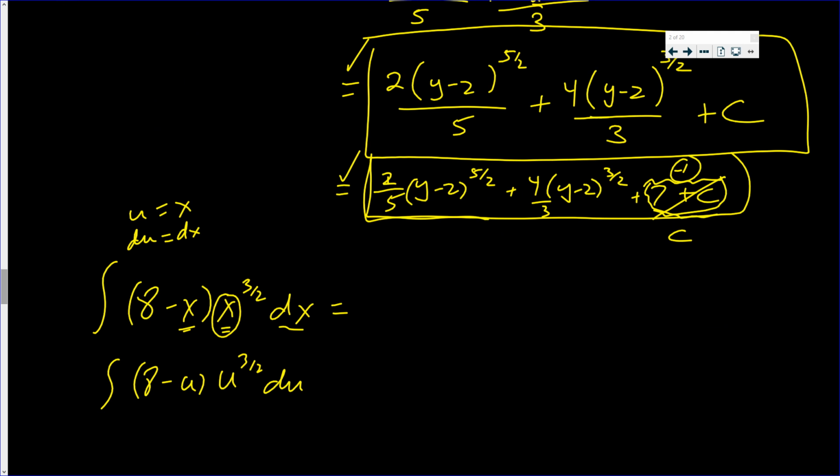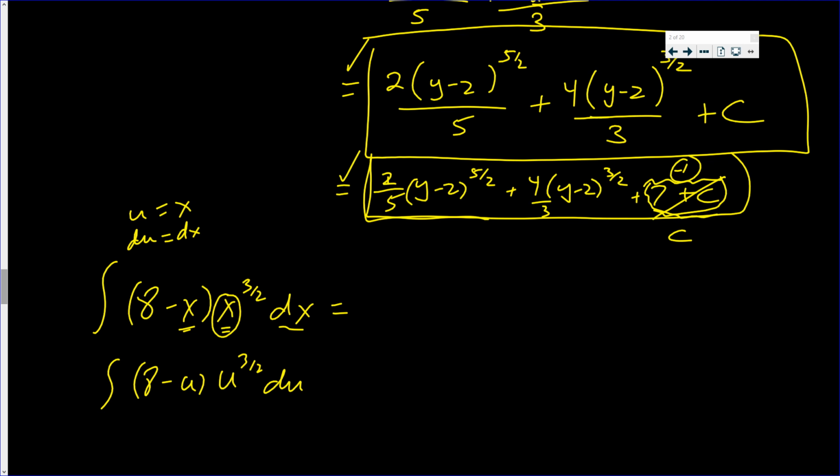I would just distribute. You will have 8x to the 3 halves minus x to the 5 halves. You want to add 1. Why did you want to add 1? Because that power is 1. When you're multiplying and the bases are the same, you add the exponents. Oh, I want to add 1 to that number. I'm an expert at that. 3 plus 2 is 5.